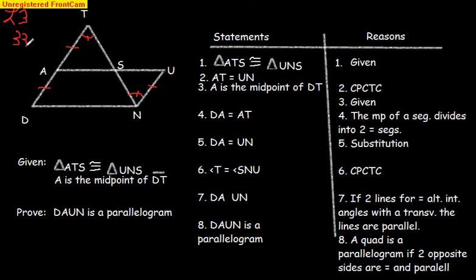This is number 33. So what we have here is this figure, and it tells us that triangle APS, here's APS, is congruent to triangle UNS. That means all the parts are congruent, we know that. We also know that A is the midpoint of DT. So we know that AD is equal to AT. And then I put that over here in given.